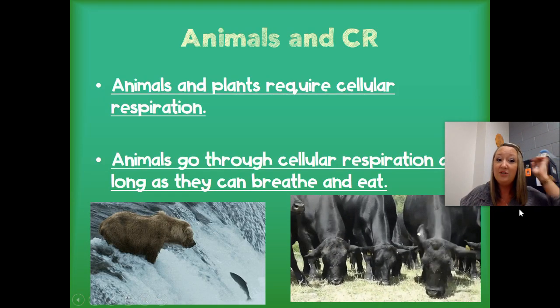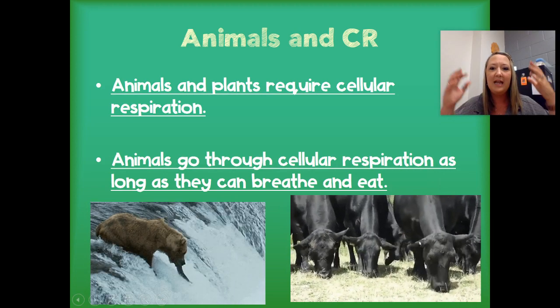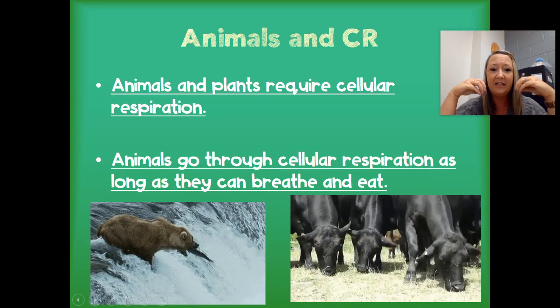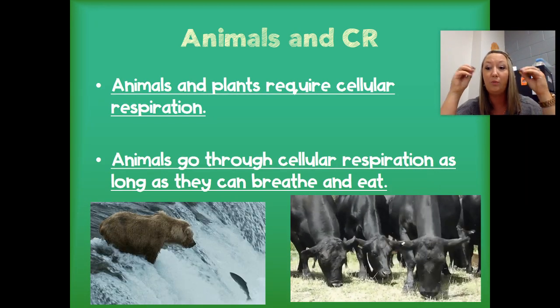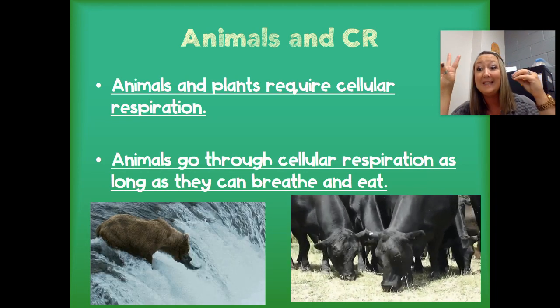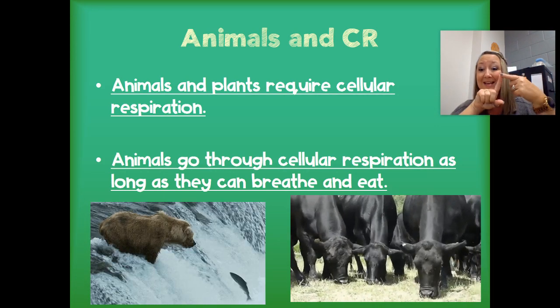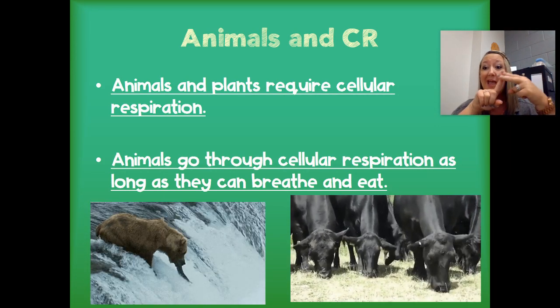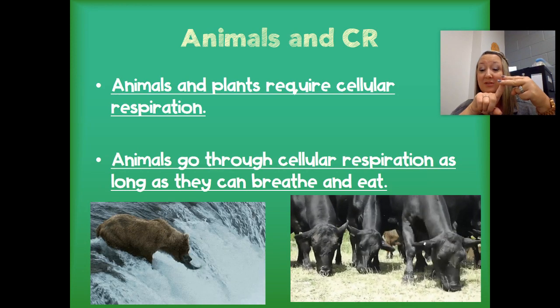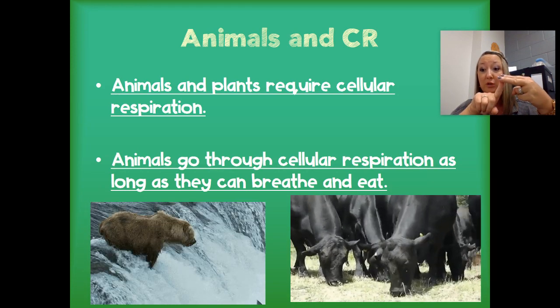So let's look at this for a second, and let's think about it for a second. Animals and plants both require cellular respiration. We both go through cellular respiration. So plants go through photosynthesis and cellular respiration. Animals can go through cellular respiration as long as we can breathe and we can eat, because those are the two things we have to do. Remember, we need glucose and we need oxygen to be able to go through cellular respiration.